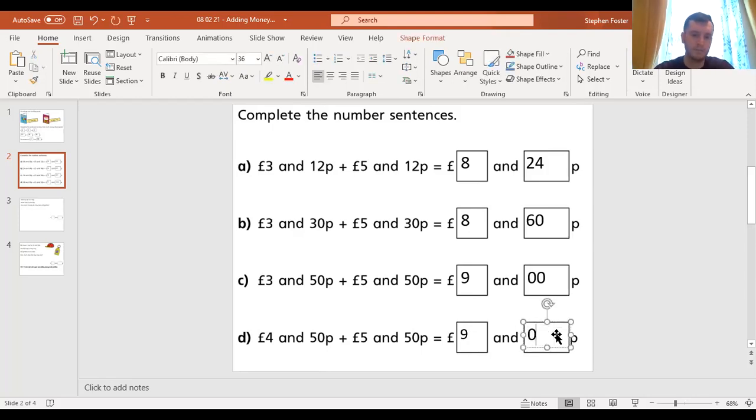So again, I can change all of my pence. So I've got 0 left, and I can make an extra pound. And 1 more than 9 is equal to 10. So that's going to be £10 and 0 pence. Well done if you got those last two. A bit trickier because there's some regrouping with money there.